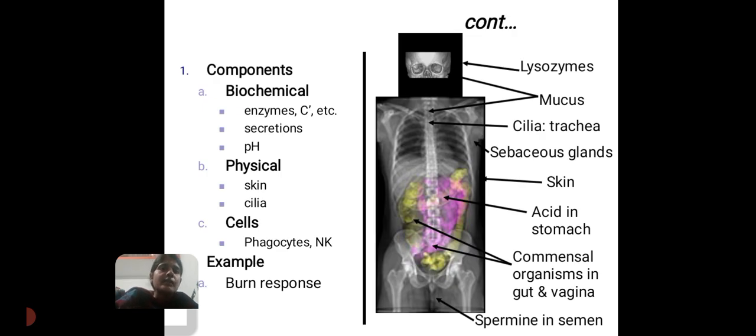Biochemicals: enzyme secretion, pH. Physical: skin, which prevents entry of all kinds of microorganisms. Next, cells: phagocytes and natural killer cells.